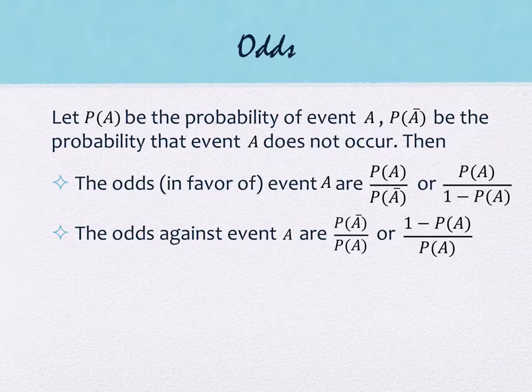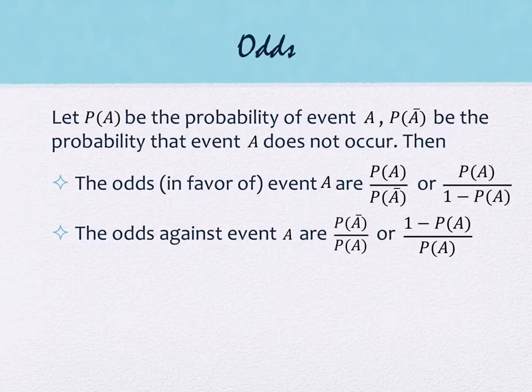So if P of A is the probability of an event, and P of A complement is the probability that the event does not occur, then you have two types of odds. One are odds. Sometimes they just say odds, or they might actually say odds in favor of. The odds in favor of the event are the probability of A divided by the probability of A complement. And be real careful, it's kind of tiny, but there's a bar on top of this, right? So that's the A complement part.